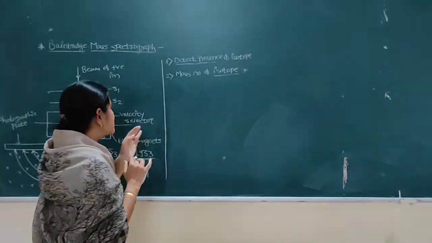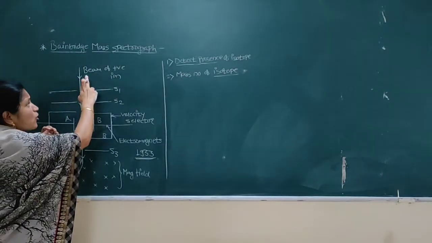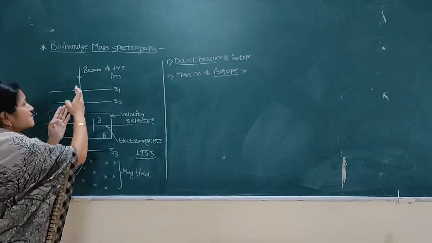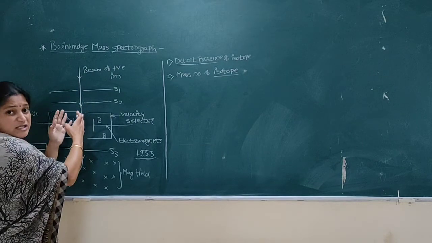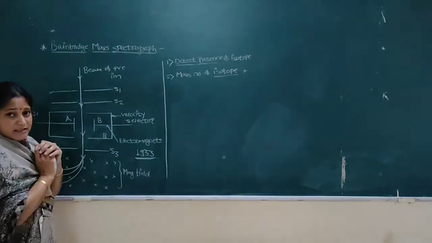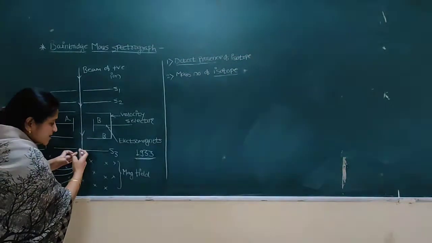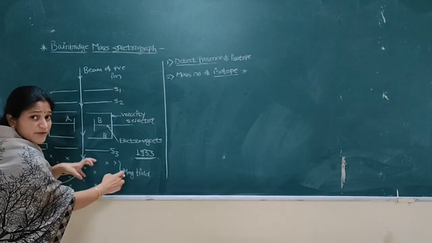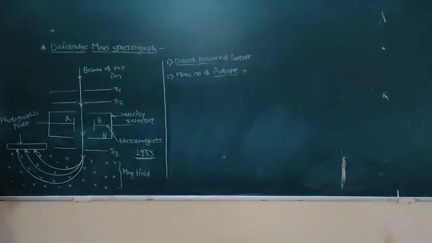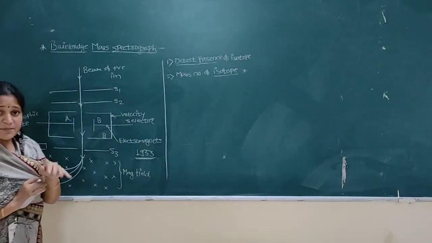A very simple principle is there. Listen carefully. Whatever be the velocity of the positive ions in the process of their generation, it is made perfectly homogeneous in velocity by the use of this velocity selector. After that, they are placed in a uniform transverse magnetic field and brought to focus on a photographic plate. So this is the simple principle of the Bainbridge mass spectrograph.